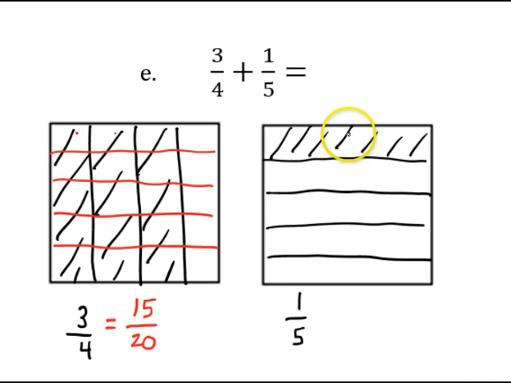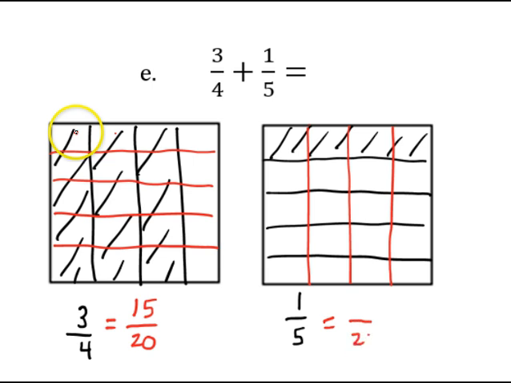To change my 1/5 into 20ths, I'm going to divide it into fourths using vertical lines, just like I did when I first drew my fourths on the first rectangle. Now you can see we also have 20 pieces, and if I look, I see that I have 4 pieces shaded. 1/5 is the same as 4 20ths. Now I can add. I have 15 20ths plus 4 20ths equals 19 20ths.